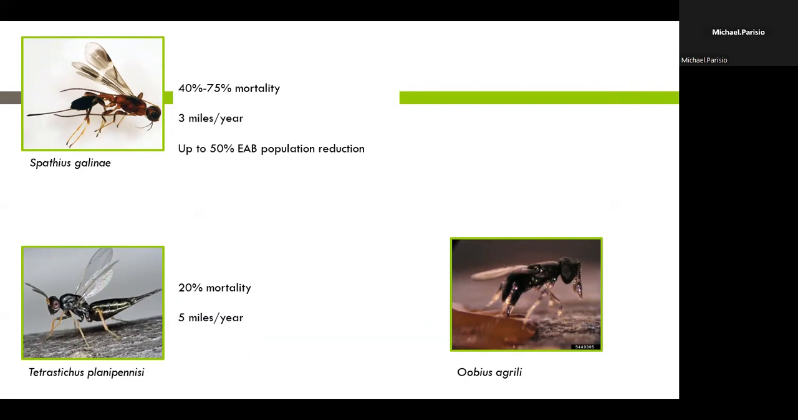I mean, people have been finding it spreading up to about 3 miles a year, maybe even farther than that. And so that mortality rate has equated in these research studies to about a 50% decline in EAB population, in one study. Tetrastichus, also 20% mortality, which isn't as high as the Spathius, but it's a contributing mortality factor. It also spreads a lot quicker, or at least it's been documented spreading a lot farther in a quicker amount of time. Like I said, Oobius, it's really tiny.